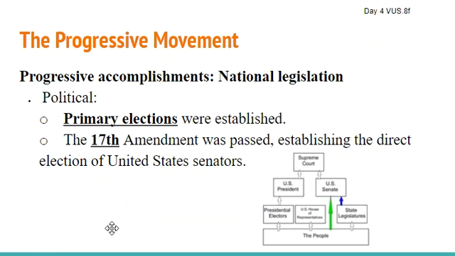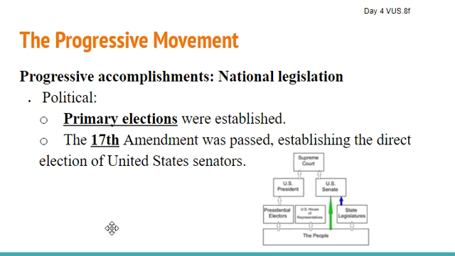All right, so here's some more accomplishments. There's some political ones. Primary elections were established. And essentially what this is, if you guys remember in government, the political parties have primaries. So before Donald Trump was elected president, he had to win the Republican primary. And same thing, Hillary Clinton, even though Donald Trump ran against Hillary Clinton, before that election, Hillary Clinton ran against other Democrats in the primary election.